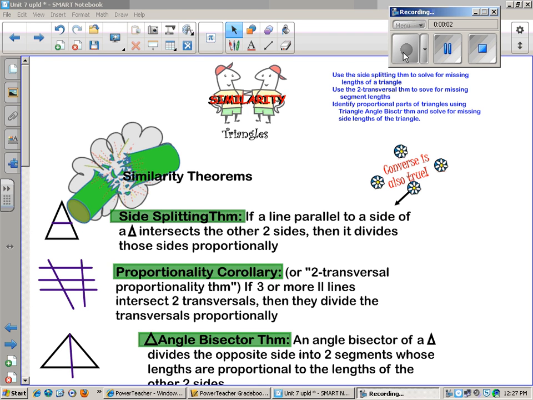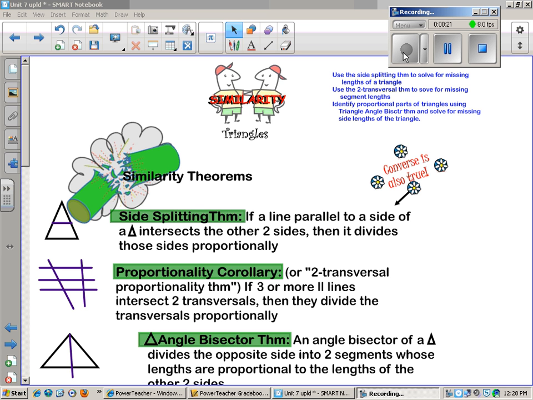Thank you. We are going to learn 3 theorems today, and those theorems are going to help us solve for missing pieces of mostly triangles. We are going to do a little bit with transversals, but mostly triangles. And a lot of this is going to involve algebra. So if you're an algebra kid, you're going to like today.